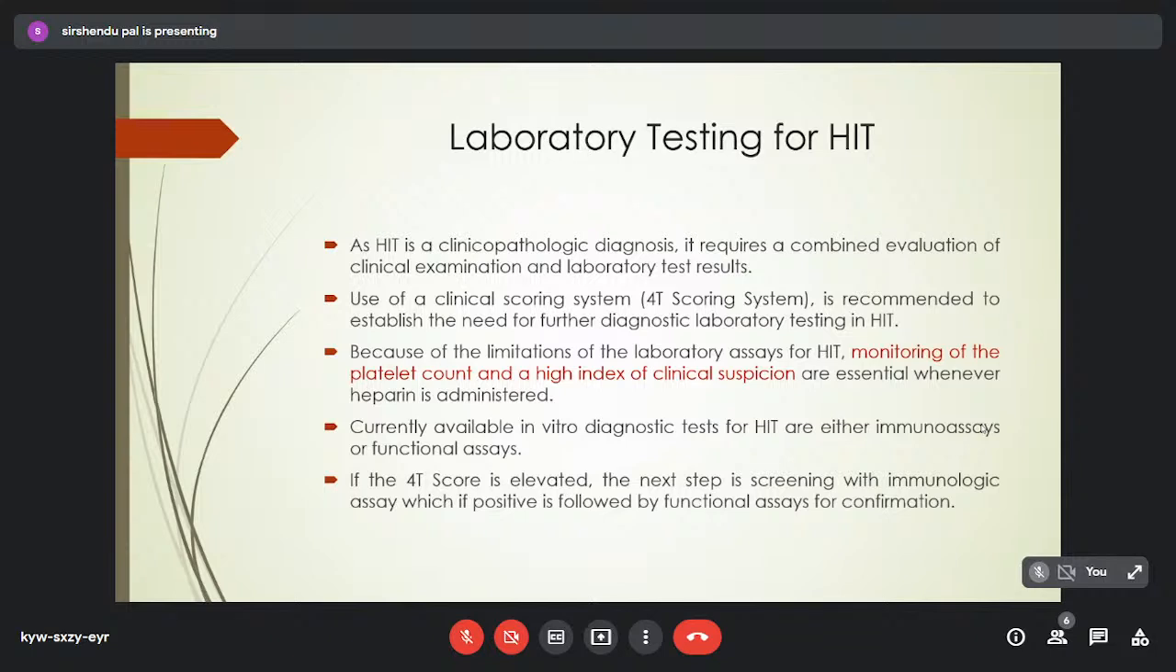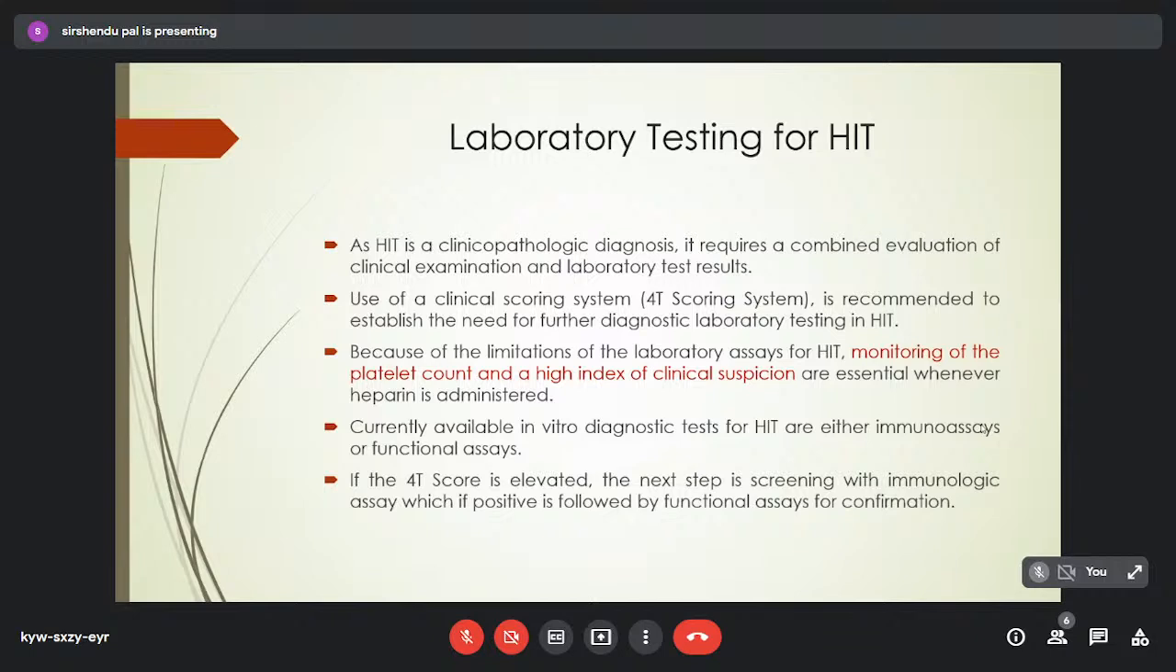Use of the clinical scoring system, that is the 4T scoring system, is recommended to establish the need for further diagnostic laboratory testing in HIT. Because of the limitations of the laboratory assays for HIT, monitoring of the platelet count and a high index of clinical suspicion are essential whenever heparin is administered. Currently available in vitro diagnostic tests for HIT are the immunoassays and the functional assays.